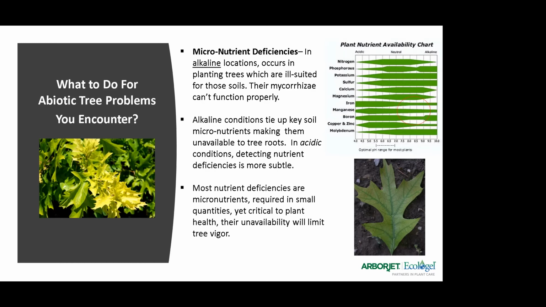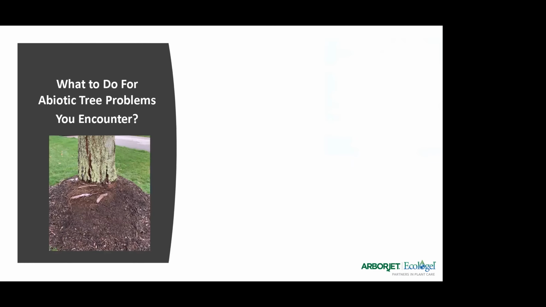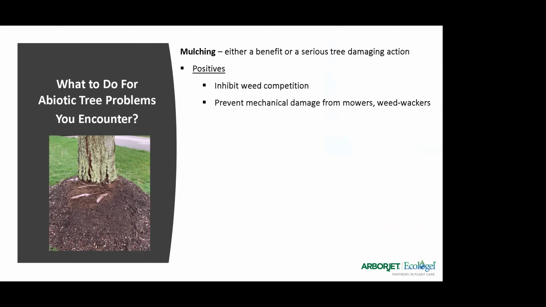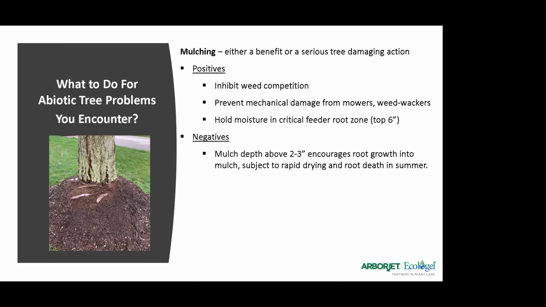Again, micronutrients are needed in small quantities, but they're critical to the survival of the tree, and their unavailability will limit the tree's health. We talked about mulch volcanoes. This is one of the best pictures I've ever seen of a mulch volcano. It can be good. It has positives: it inhibits weed competition, prevents damage from weed whackers and mowers, and helps hold moisture in the critical root zone. All those positives, but negatives.